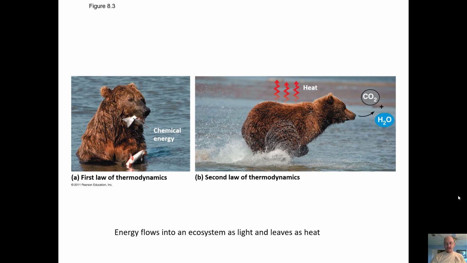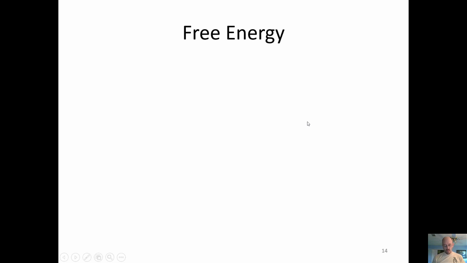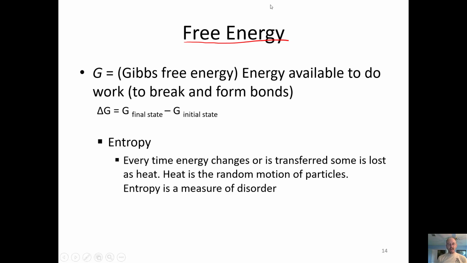We know energy can be transferred, and some will be lost. Now, some of it's not lost, right? Some of it is used by the bear to stay alive. That's what we're going to talk about in the next few slides: the energy that is actually used to do work. That's known as free energy. The amount of energy that's free to do work, the energy that won't be lost as heat. The fancy way to say it is Gibbs free energy, often symbolized by a G, an italicized G. That's the energy available to do work.